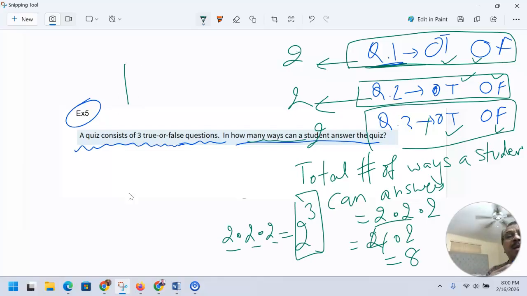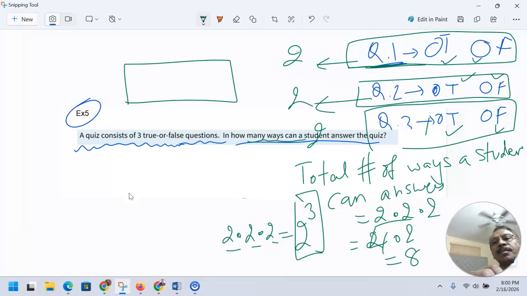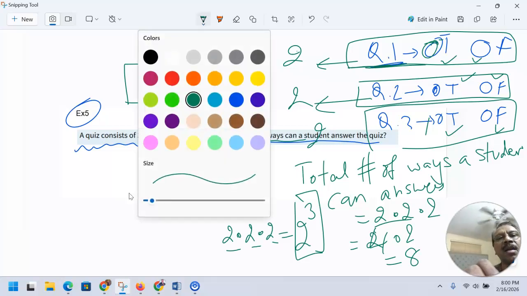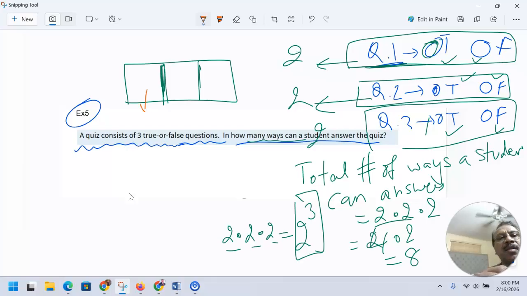In other words, let's put it this way. Since there are three questions, I'll put three boxes here to show the visual understanding. The first one could be true or false. The second one could also be true or false. This is another way to show visuals. And when you multiply this, you get 8.